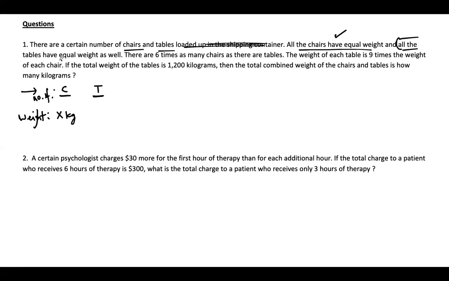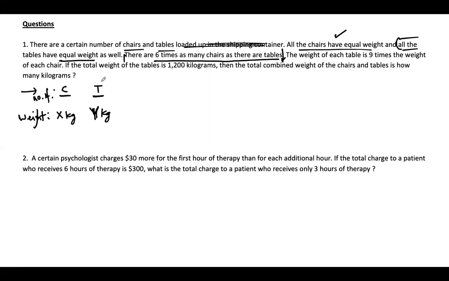And the tables have equal weight as well. Does that mean the table also has x kg weight? It has y kg weight. Different. Okay, we do not know whether they are the same or not. There are six times as many chairs as there are tables. Just by reading this information, can you tell me which is more, chairs or tables? There are more chairs. So chairs are 6 times the tables.